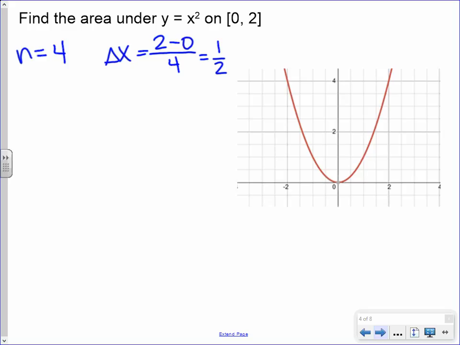So what we're going to do, we're going to take the function value at 0 and the function value at 1/2, and we are going to draw a trapezoid there. Then we're going to take the function value at 1/2 and the function value at 1, and we are going to draw a trapezoid there. Function value at 1 and the function value at 3/2. We're going to draw a trapezoid. And then the function value at 3/2 and the function value at 2, and then we are going to draw a trapezoid.